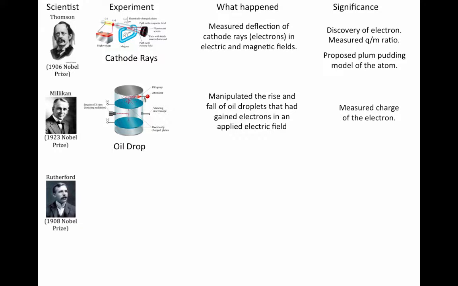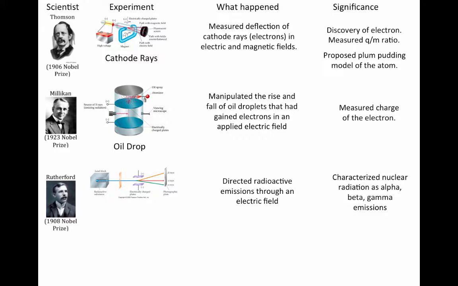Robert Millikan is associated with the oil drop experiment, in which he manipulated the rise and fall of oil droplets that had become charged, and in the applied field he was able to suspend them. This led to measuring the charge of the electron and then determining the mass of the electron.